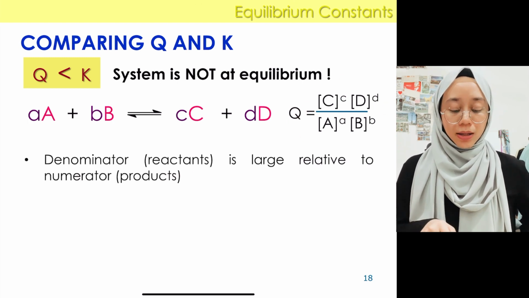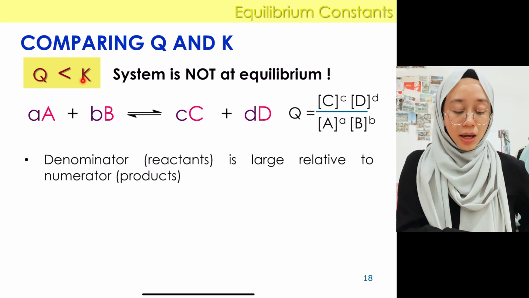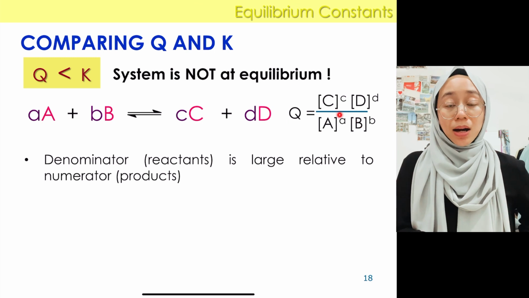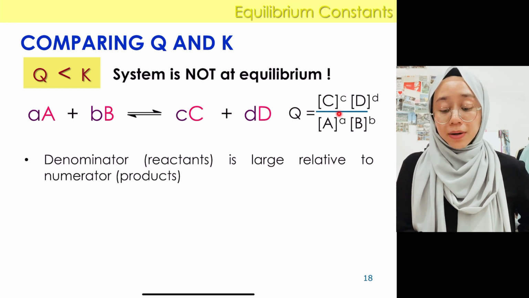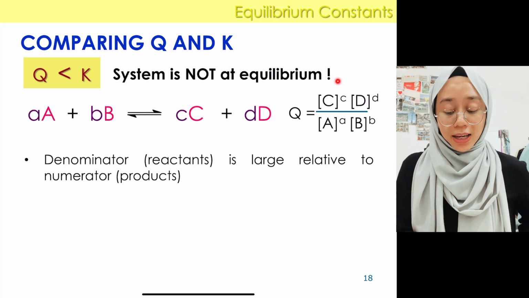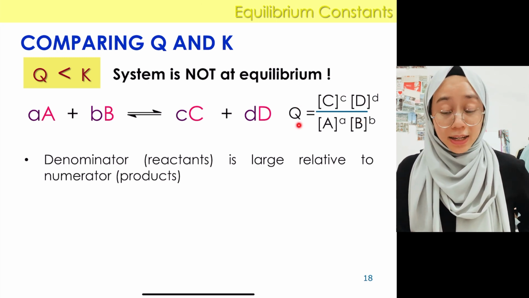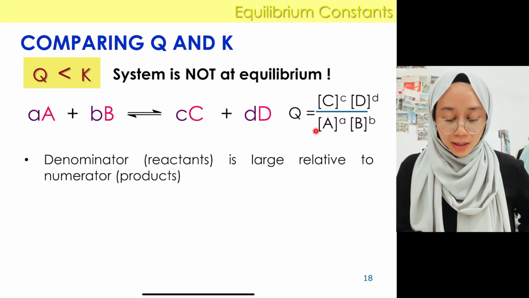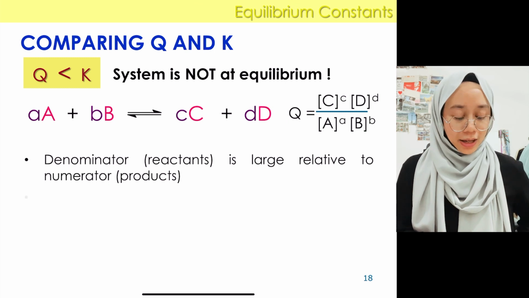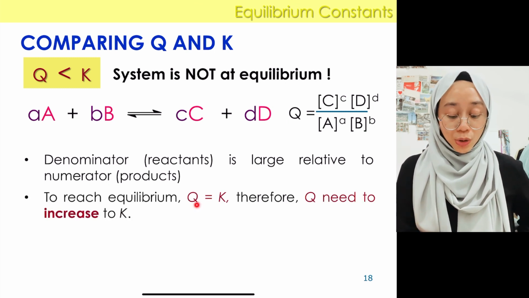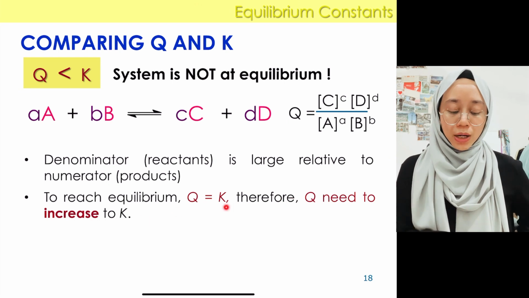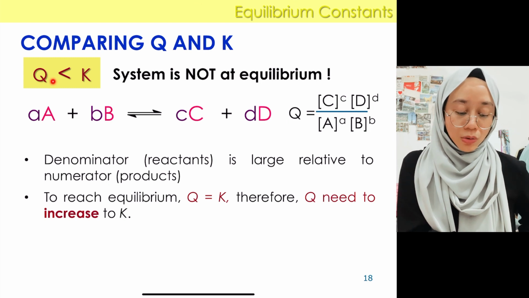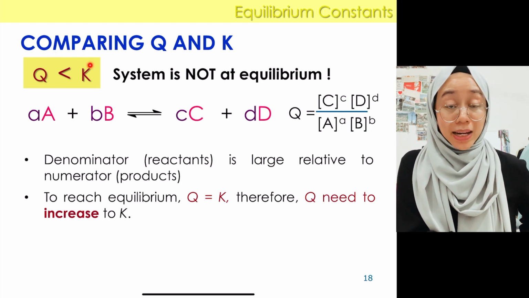In this particular case, when Q is less than K, it means the denominator, the reactant part at the bottom, is larger in comparison to the product part. So this part is larger, so our Q value will become lower. This is large, this is large, so Q will be low, right? To reach equilibrium, to get Q equal to K, Q needs to increase to K. Because it is smaller than K, Q must increase so that it will equal K later on.